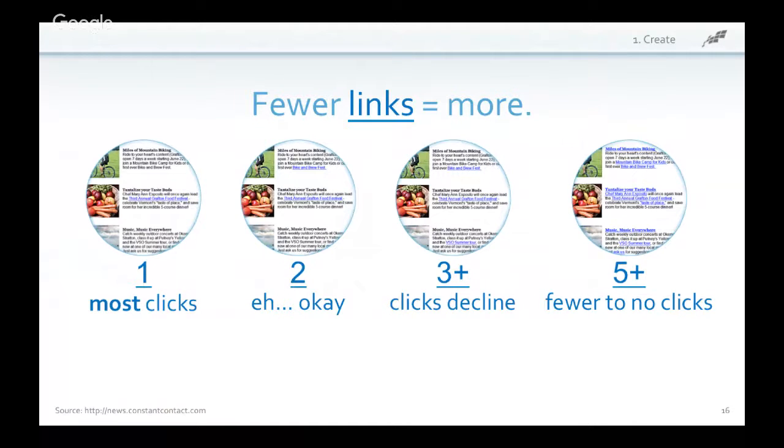Research shows that one link gets the best click-through rate, or the likelihood that an action will be taken. If you want your audience to take an action, use one link to make that clear. 2 links is okay, but once you get to 3 links, click-through rate really starts to decline. Anything higher than 5 links means that people are less likely to click anywhere in your email because they're just going to get overwhelmed and say, I don't even know where to go, so they just click off or hit the delete button.